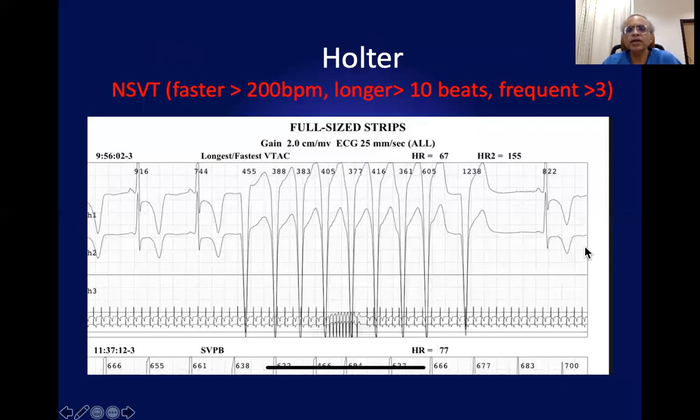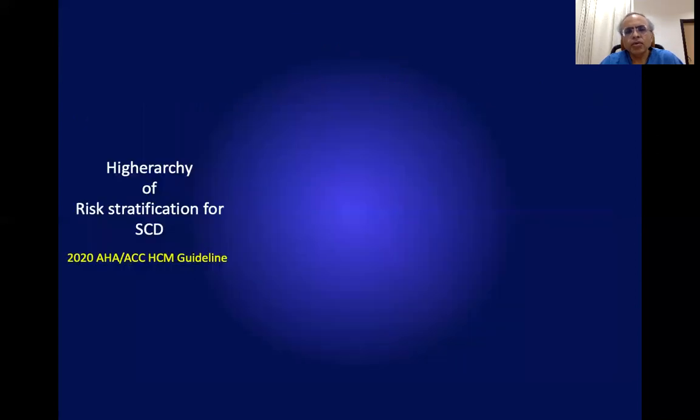Next step is to look at the patient's Holter. Now remember three words. If you get a non-sustained VT which is faster, which is longer, and which is more frequent, you give it significant weightage because this forms our sixth risk factor for sudden cardiac death in hypertrophic cardiomyopathy. So this patient has this kind of pattern detected on the Holter.